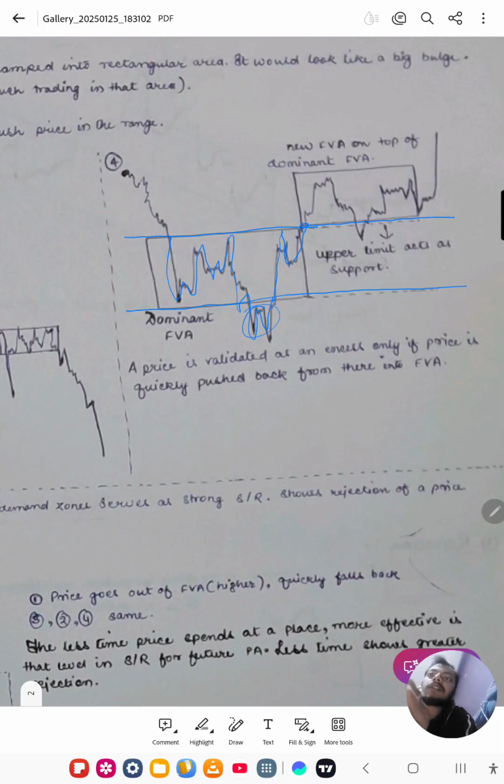And here we can see that price has moved out of it, and when it came back again, it was quickly rejected, and it has formed a support. This line is now acting as the bottom line for the next value area. And so that is what I meant when I said territorial.